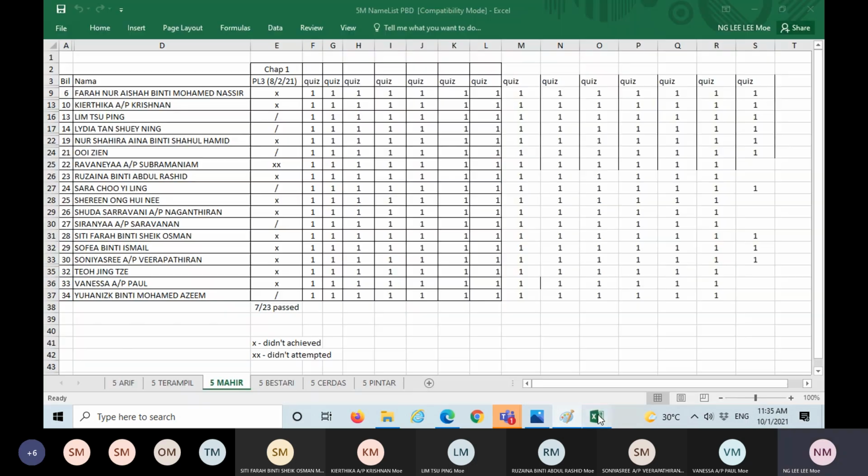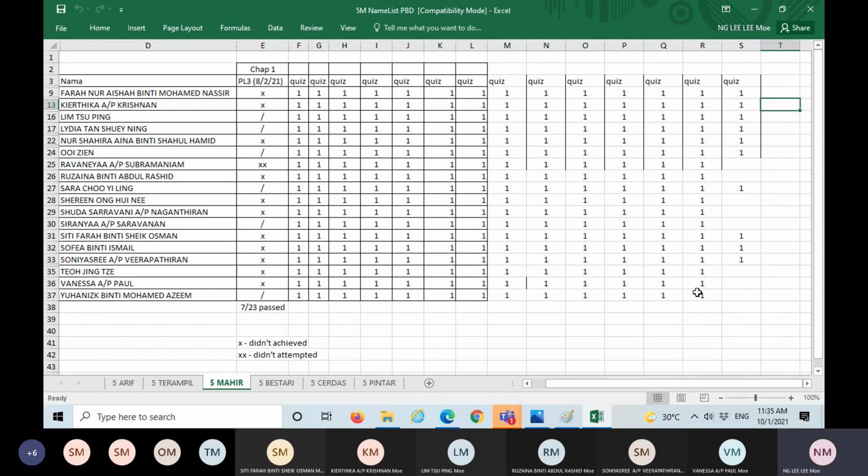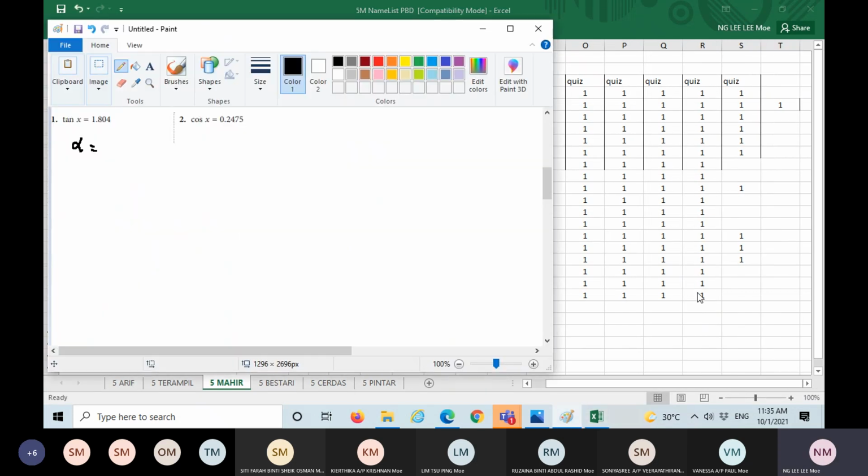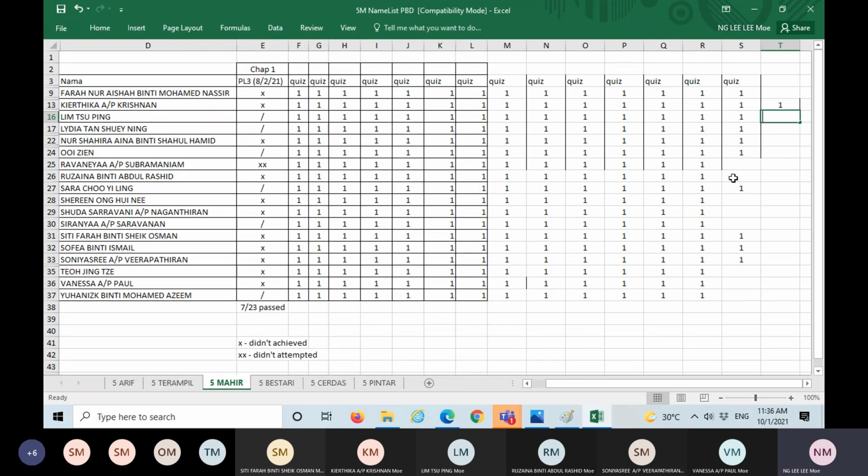Okay, so who is the next girl? Is it 61 or 60? Kritika, I don't want to give you marks. Yes, it's 61. Can you explain to me how to get the 61? Shift tangent 1.804. Okay, Ravania, okay or not? So you get 61 degrees.